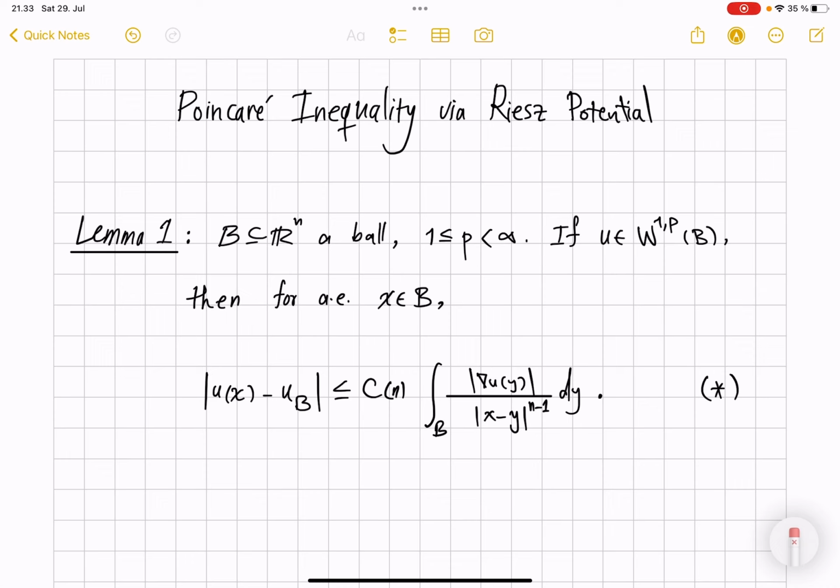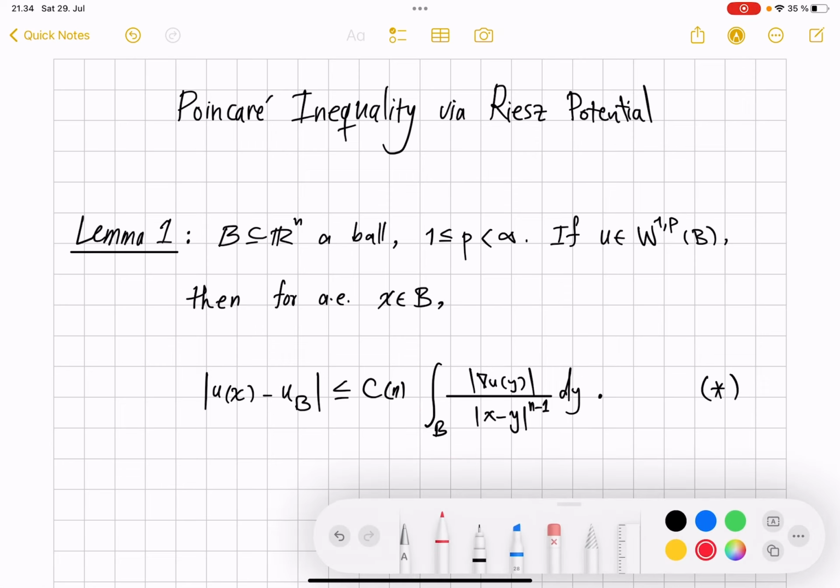Let's recall for precision what this inequality is claiming. You have any ball in R^n, and this range of p. Probably this equality is also allowed, but we're not looking for optimal results here. So if you have a Sobolev function on the ball, in particular, we're not assuming it's compactly supported there. So you can imagine that u is a function actually on a larger domain. Then at almost every x in the ball, the oscillation of the function is bounded by this object, which by now you recognize as the Riesz potential of the gradient.